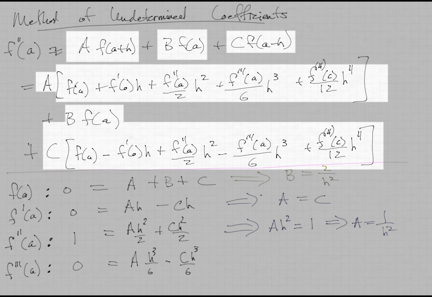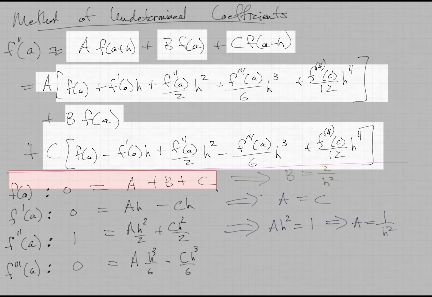Okay, so in particular, we want f of a to cancel. Well, there's three terms here that are going to involve f of a: a times f of a, b times f of a, and c times f of a. We want those to add up to 0. Therefore, the coefficients a plus b plus c must add up to 0.